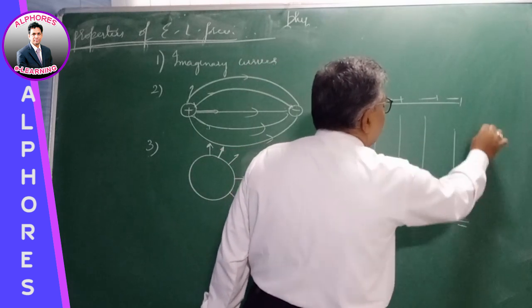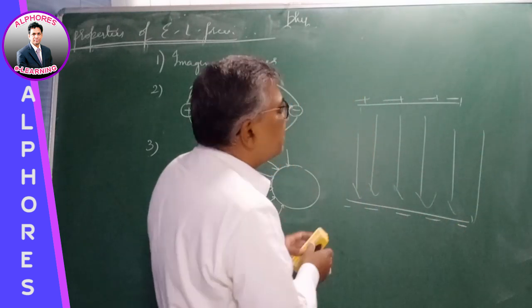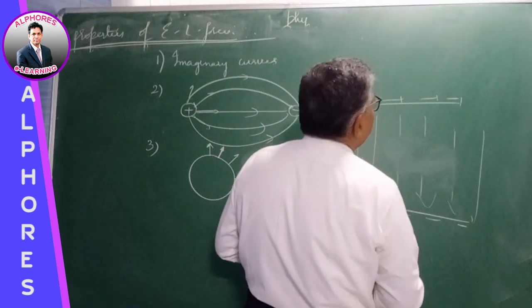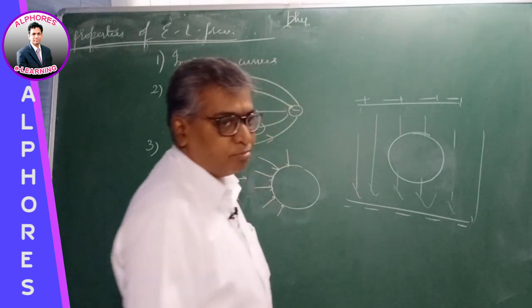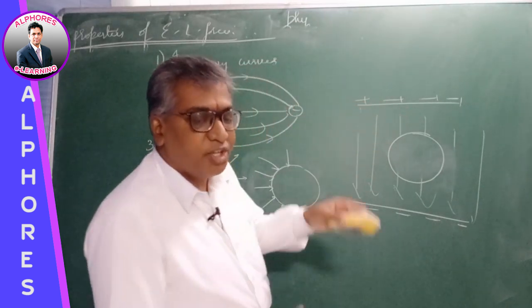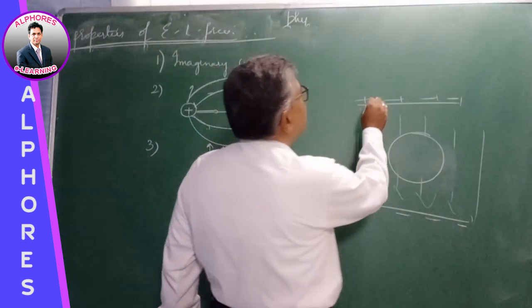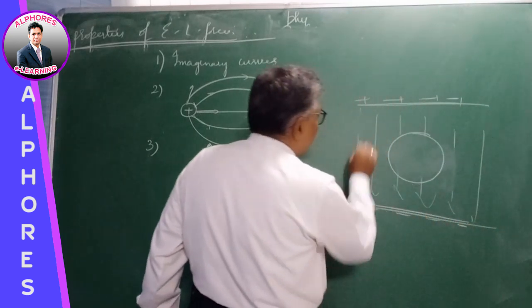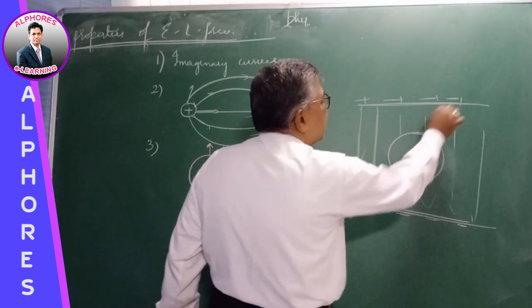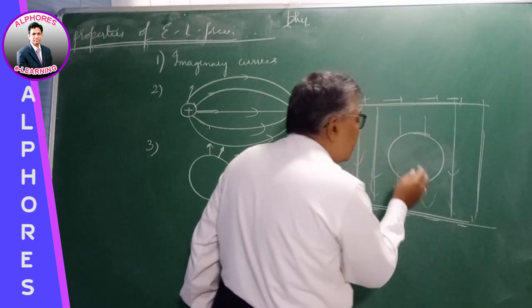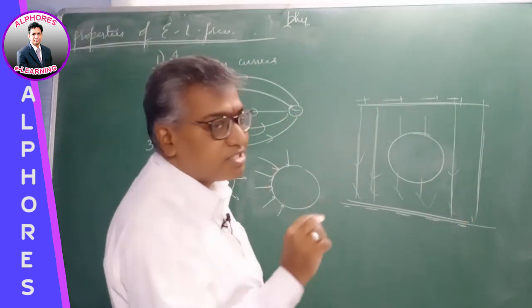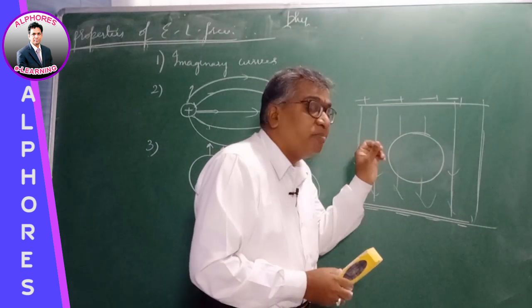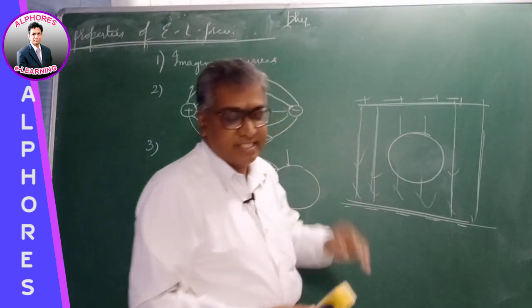The lines of force move from plus to minus. Now a spherical conductor is placed in this electric field. Between the plates of a capacitor, a uniform electric field is produced. So this is positive and this is negative, and the lines of force move like this. Now in between them, a neutral conductor is placed. Then the question is, what would be the pattern of the lines of force around this conductor?